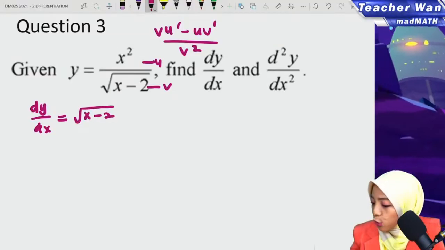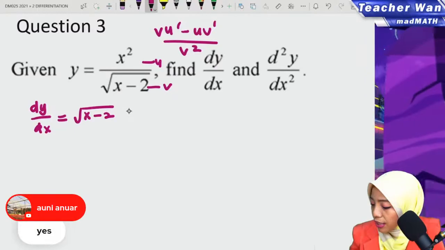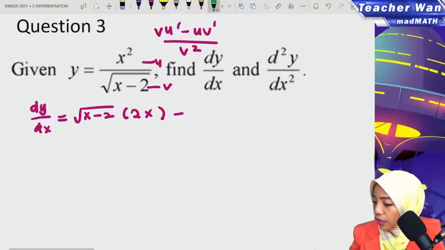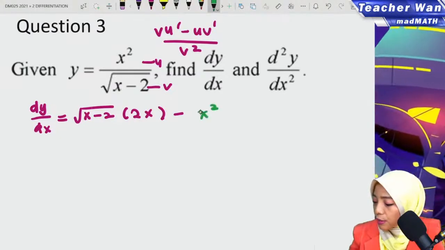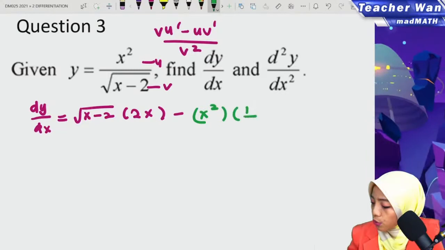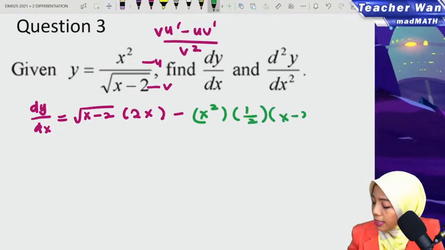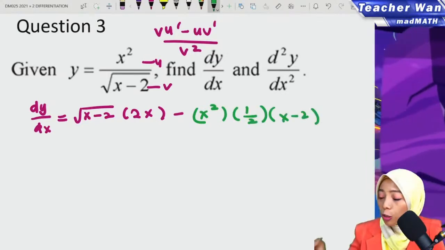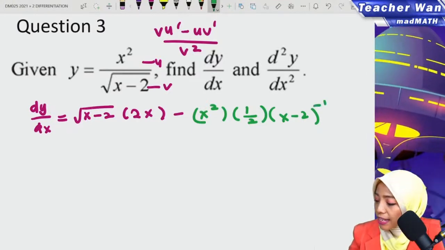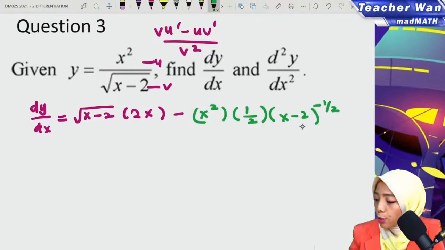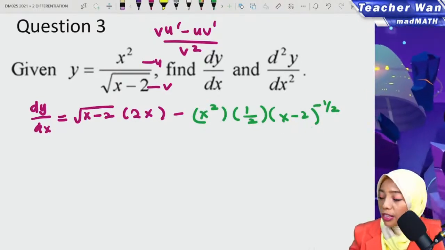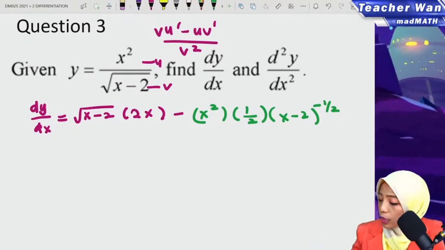Okay, and then you differentiate u. u is 2x. Okay, 2x minus with u. What is your u? x squared. What is your v prime? So v prime is 1 over 2 square root of x minus 2. So this is 1 over 2, so 1 over 2 minus 1, negative 1 over 2. And don't forget to differentiate the inside of the function here. But then we get 1, so we'll leave it like that.